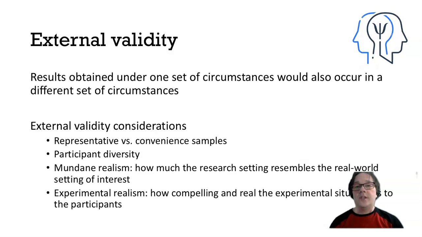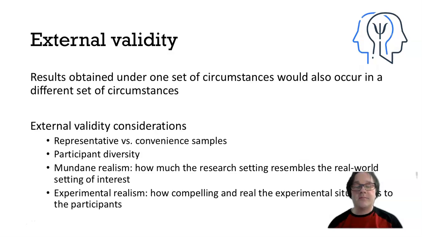Again, we typically don't use true random selection for experimental studies. At the same time, we try to make our studies as representative as possible. But we often end up using what are known as convenience samples. So convenience samples, what are they? Well, kind of as the name suggests, these are the people who are most convenient to use.